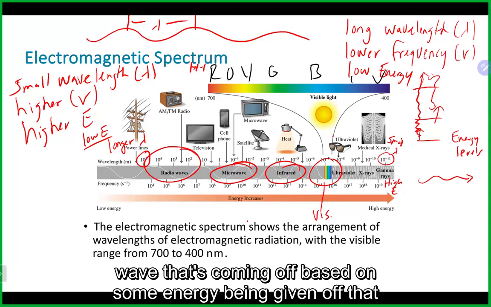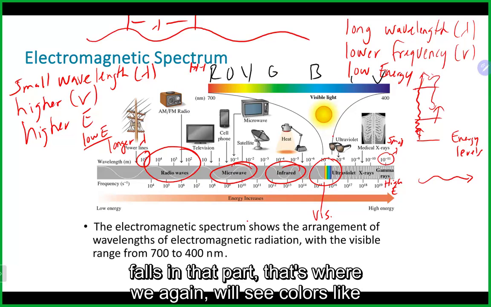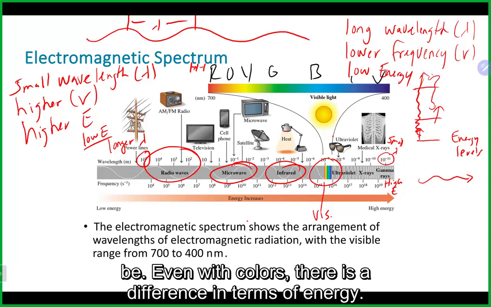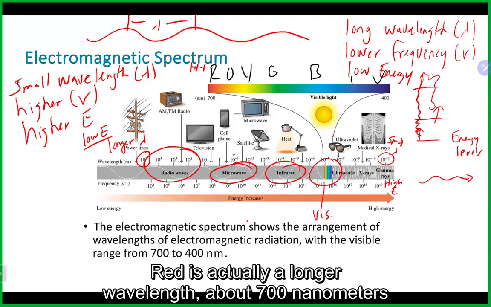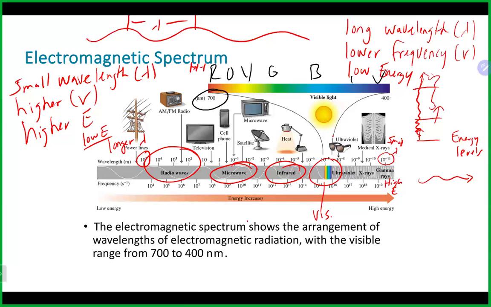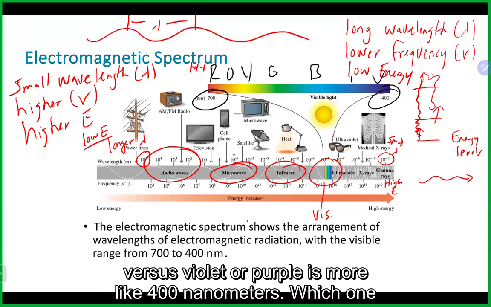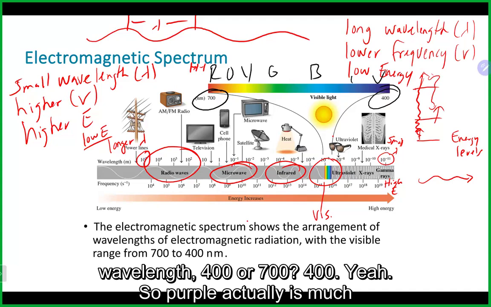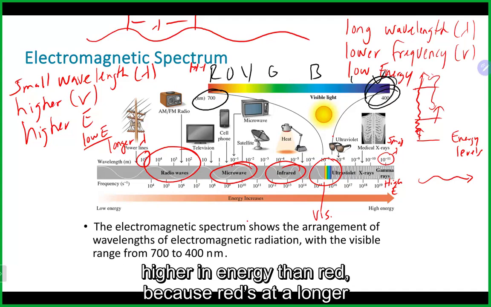So if you have a wave that's coming off based on some energy being given off that falls in that part, that's where we again will see colors like the flame test I was talking about, fireworks, whatever it may be. Even with colors, there is a difference in terms of energy. Red is actually a longer wavelength, about 700 nanometers, versus violet or purple is more like 400 nanometers. Which one should be higher in energy? Which one is the smaller wavelength, 400 or 700? 400, yeah. So purple actually is much higher in energy than red because red's at a longer wavelength.